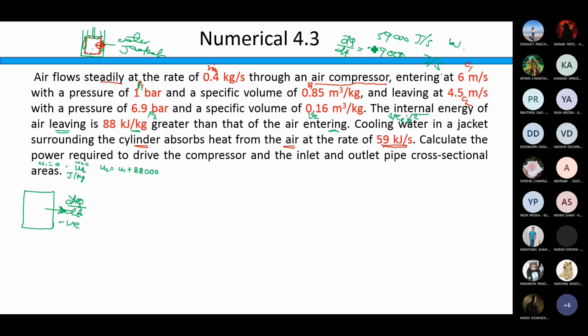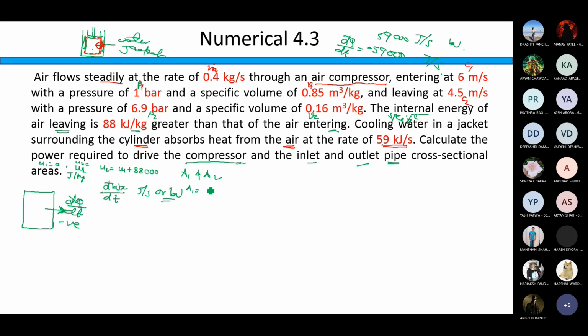So understand the sign convention, and then it is very simple. So you have to solve this. Calculate the power required to drive the compressor. What do you mean by power required to drive the compressor? So you have to find out this term d bar wx by dt, which is in joule per second or watt. This is nothing but the power required to drive your compressor, right? And apart from this, find out the inlet and outlet pipe cross section areas. So you have the circular pipe as an inlet and outlet, so you have to find out the cross section areas A1 and A2.